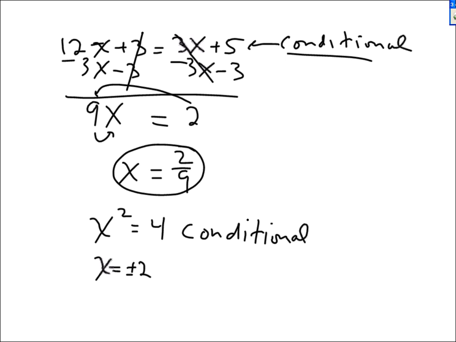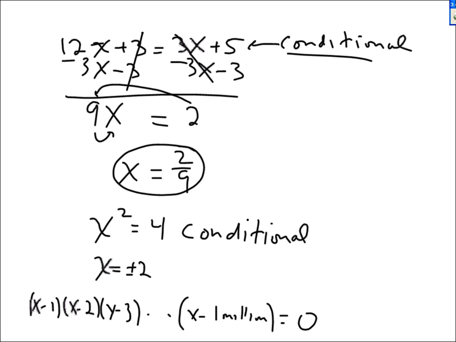It doesn't just have to equal one specific number to be conditional. It can equal 2 numbers, or 14 numbers, or 103 million numbers. It just can't be every number. It can be 103 million different answers. If I said x minus 1 times x minus 2 times x minus 3, all the way up to x minus 1 million equals 0.